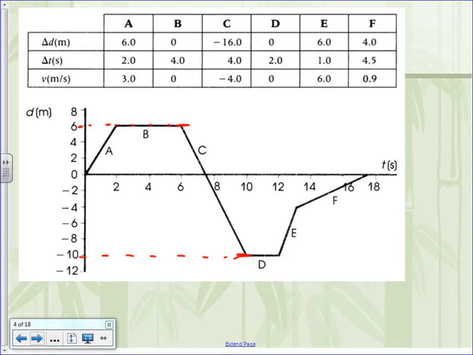Not negative 4. I started 6 above 0. I ended up 10 below 0. 16 meters. That's the distance traveled. What's the displacement? Negative 16, right? So you'll find if you do this section by section, the magnitude of distance and displacement are the same. The only difference will be that the displacement gets a vector on it.